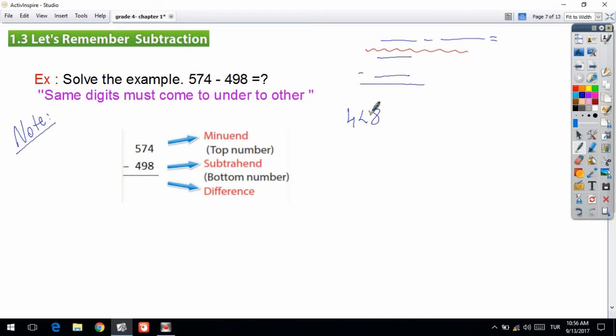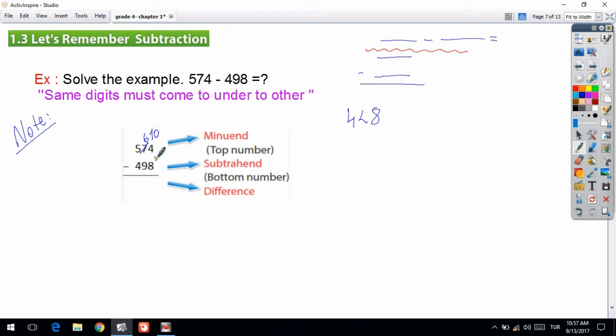If 4 is smaller than 8, you cannot subtract them. What should you do? We will go to the neighbor and take 1/10 from our neighbor. If I take 1/10 from 7, it makes 6. If I add 1/10 to the ones digit, how many ones do you have? 10. Of course, I will add 10 ones.